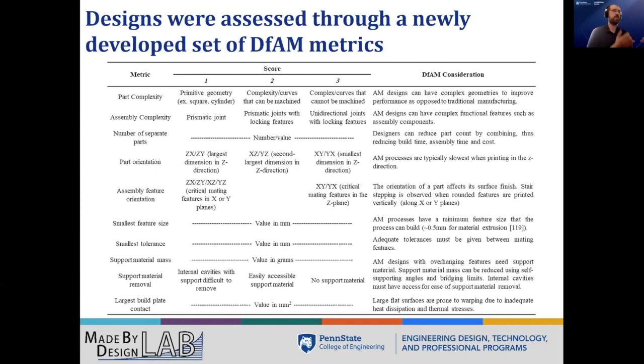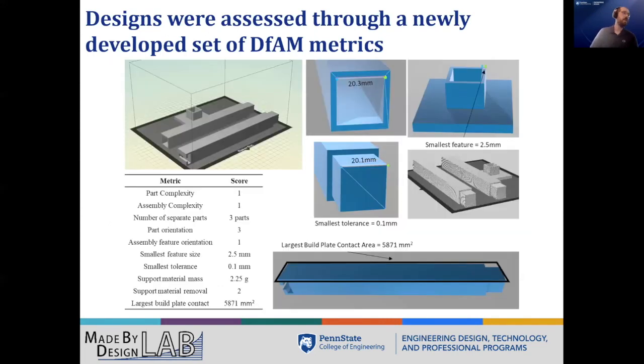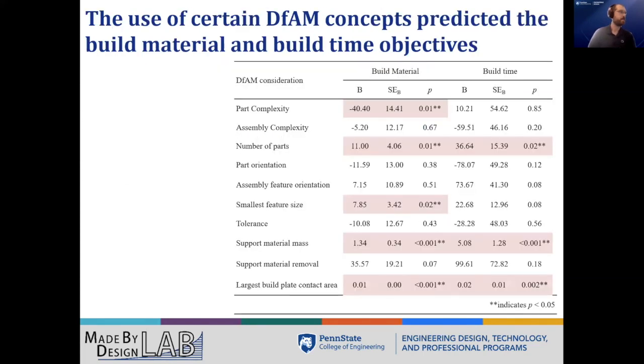So this lets us quantify how well they're using opportunistic and restrictive DFAM. And you can see an example here of one particular tower and how this would score, for example, part complexity, relatively low since it's more or less just a prismatic rectangle used for a tower.